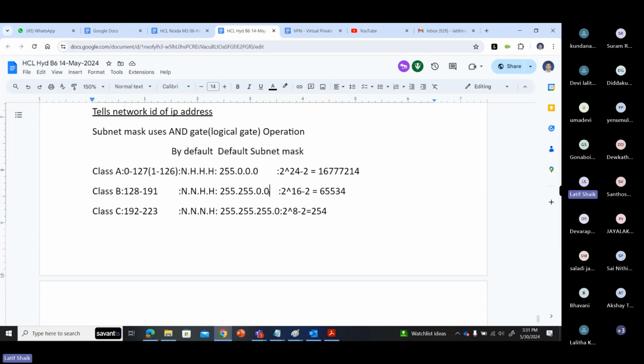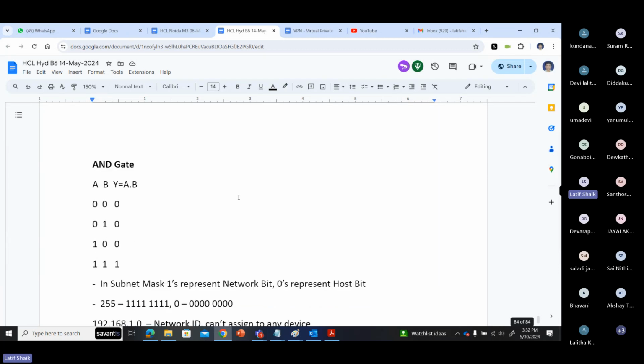You see, the first two portions are network portions and the remaining two are host portions. So the first two portions contain 8 ones and 8 ones. The equivalent is 255.255.0.0. And in class C, the first three portions are network portions. So the first portion, second portion, third portion are all ones only. So it is 255.255.255.0. Besides that, there is some calculation. I will explain that calculation.